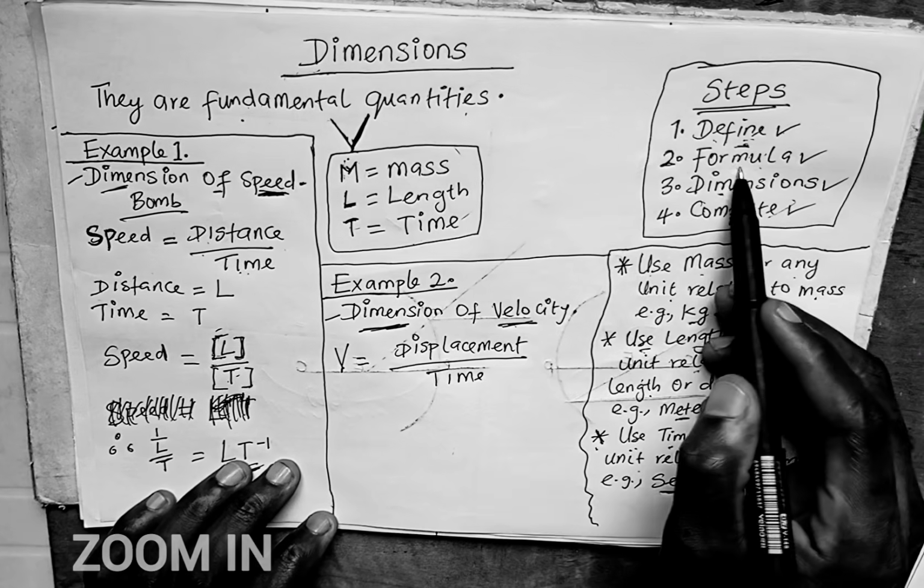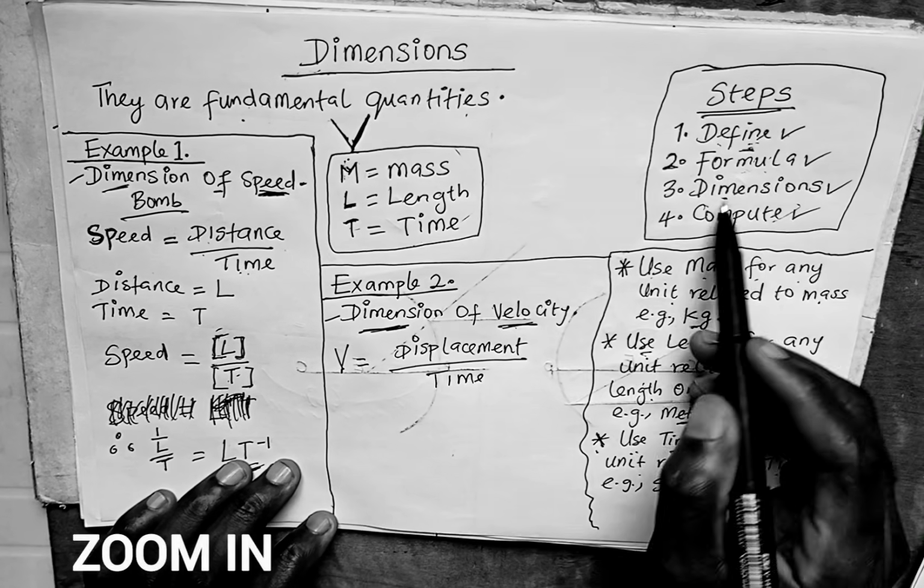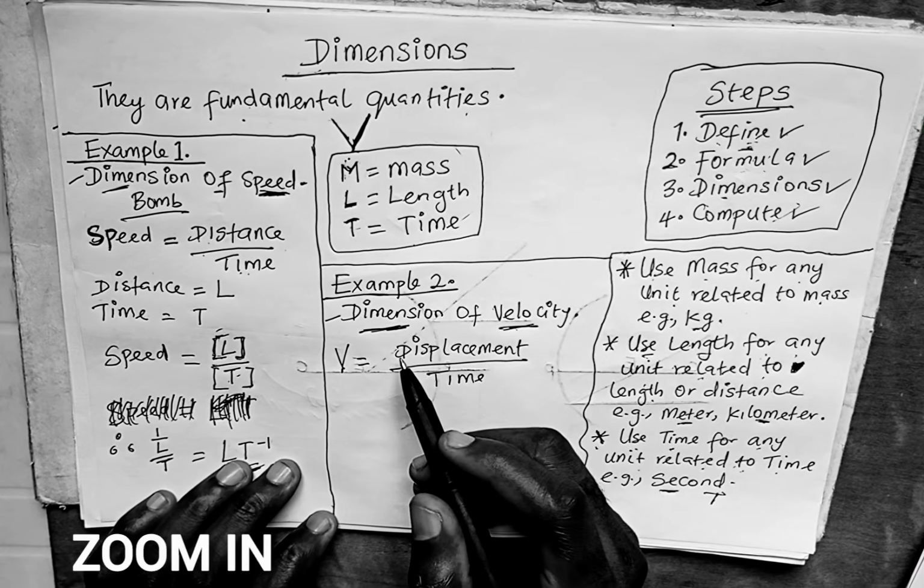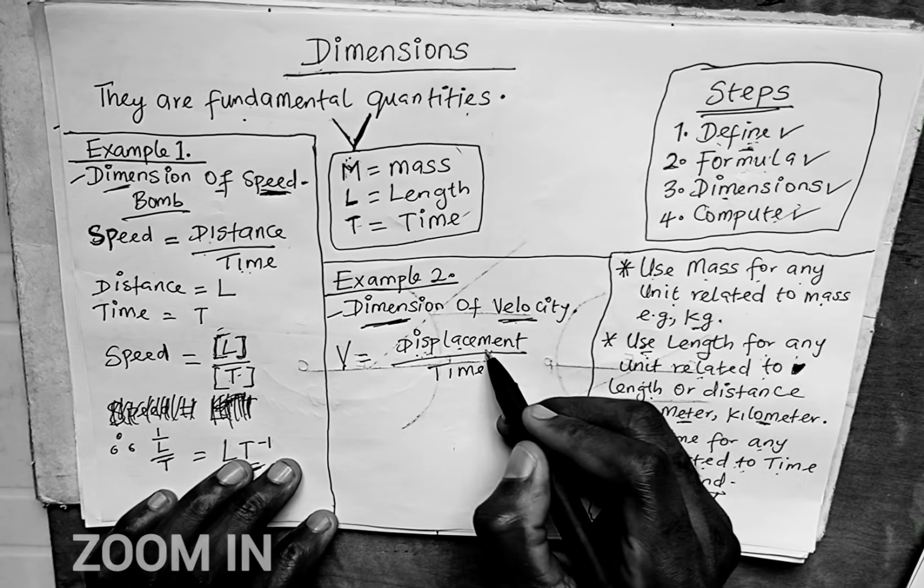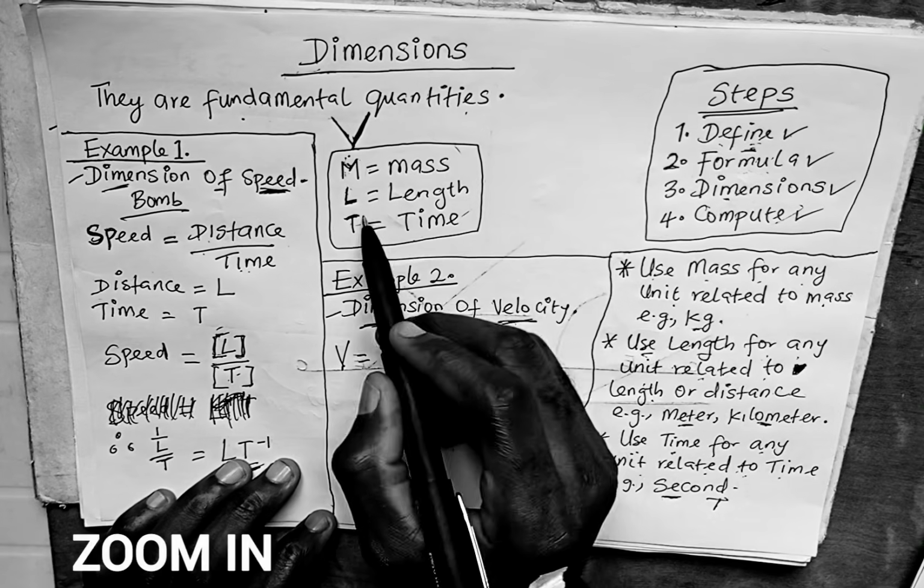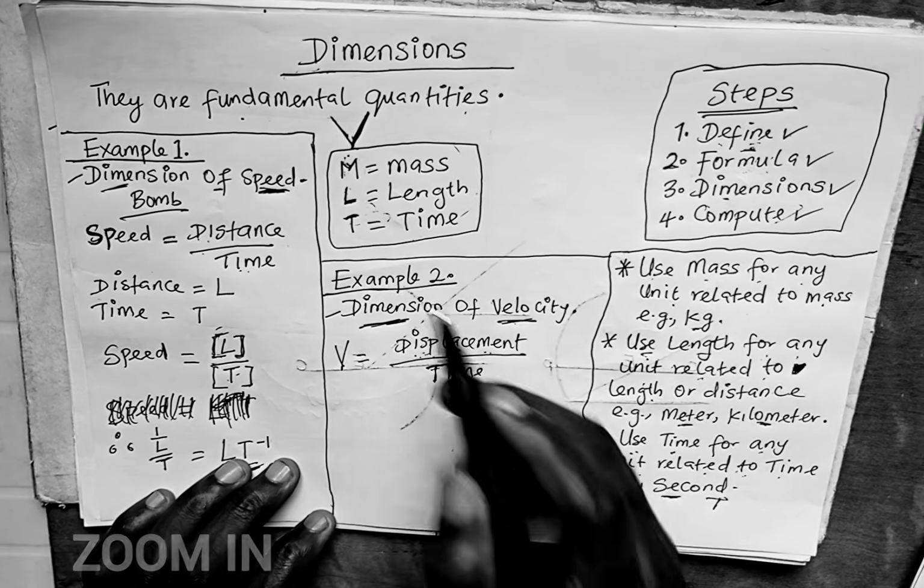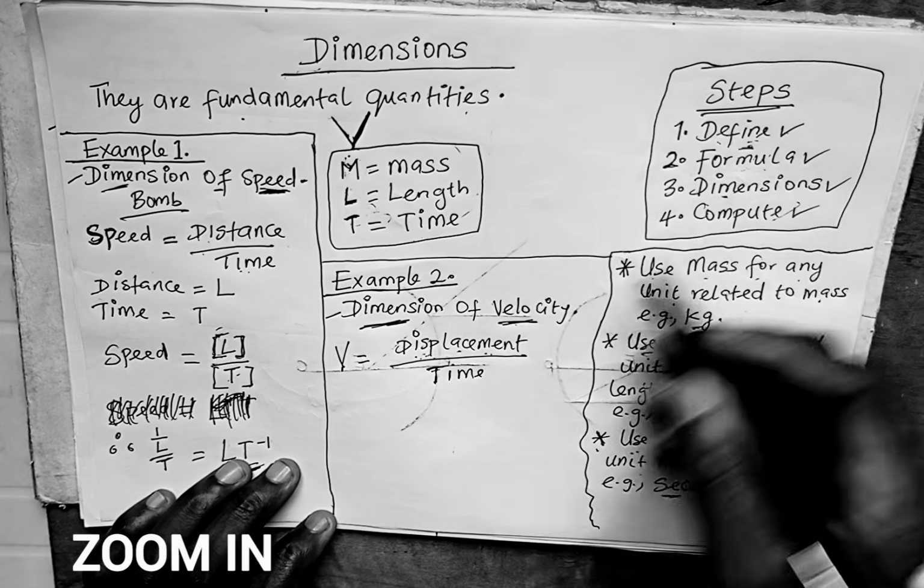Then what are we going to do? We have written the formula through the definition. The next thing is to do the dimension with the three fundamental units. Displacement is the distance moved in a specific direction, so we are going to use length anywhere we see displacement. Then for time, we are going to use T anywhere we see time. We are now going to compute it.